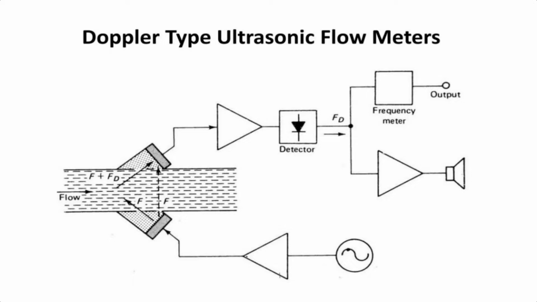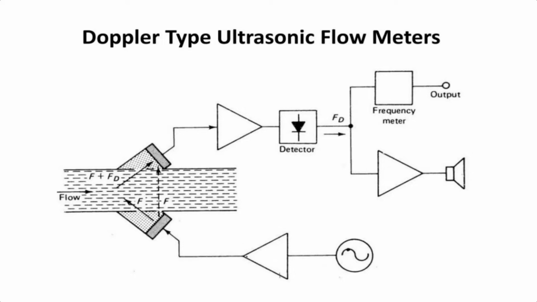The detector accepts the signals of F plus Ft and F minus Ft, that is, whether the blood flows in the same direction or in the opposite direction, both signals are accepted. The detector detects only the Doppler frequency and sends it on, and that value of the Doppler frequency can be measured with the help of the frequency meter, which gives us the value of the Doppler frequency, noted as Ft.